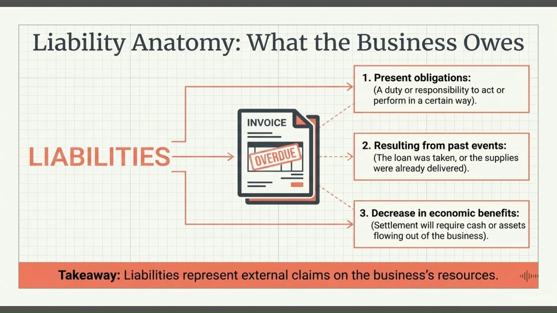Hold the two definitions side by side because the symmetry makes both easier to remember. An asset is a past event producing a future inflow of benefit the business controls. A liability is a past event producing a future outflow the business is obligated to make. Same structure, opposite direction, which is exactly why they sit on the opposite side of the formula.